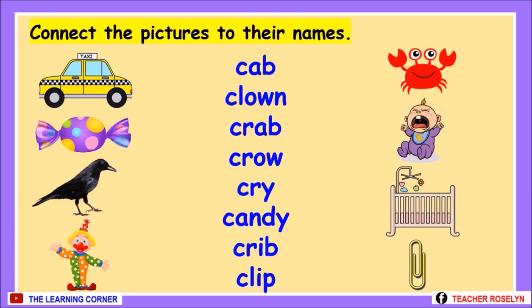Connect the pictures to their names. Let us read. Cab. Where is the cab? Clown. Which one is the clown? Crab. Which is the crab? Crow. Where is the crow?